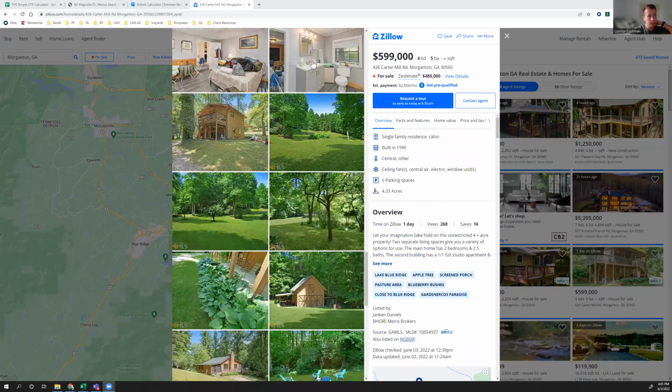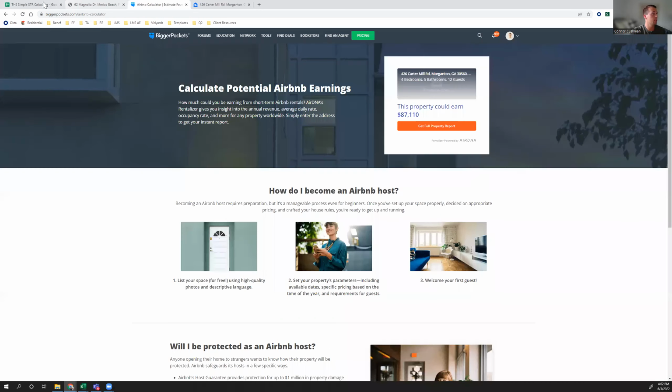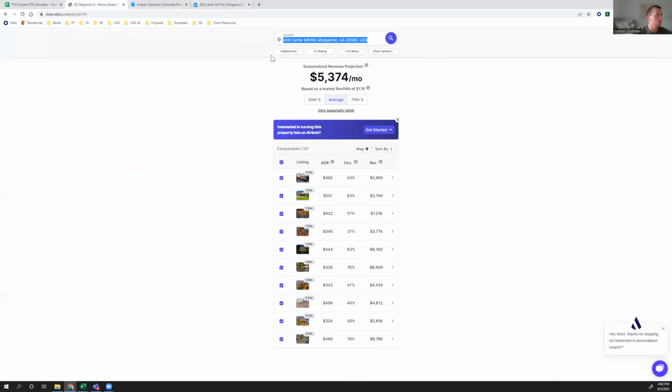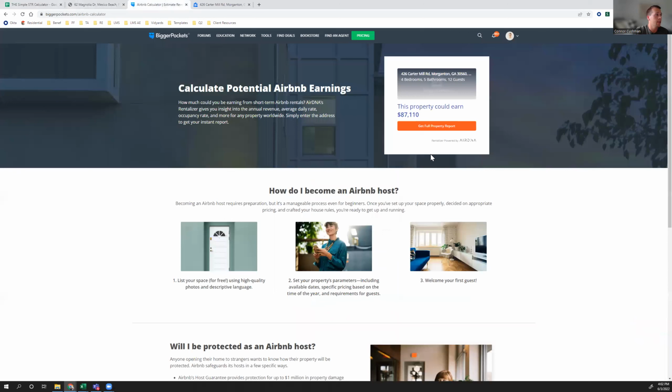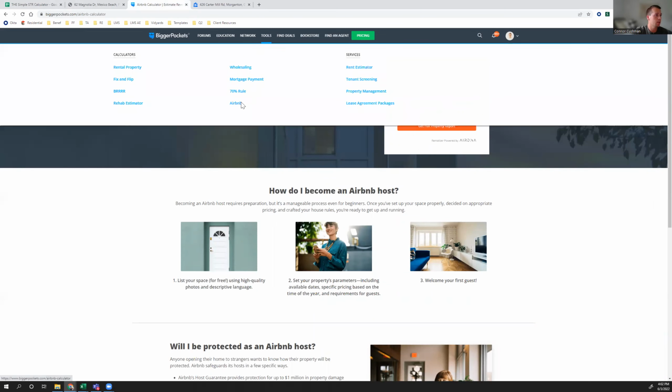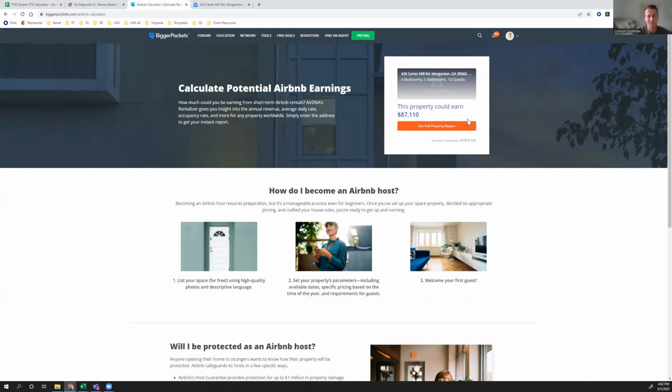So I find a property I like. Before I spend any time analyzing it, I'm going to plug it into 2 tools, data.rabu and the AirDNA Rentalizer tool. You can Google search AirDNA Rentalizer, or you can go to biggerpockets.com, tools, Airbnb, and plug it in real quick. I like this way because it's just quick and easy.